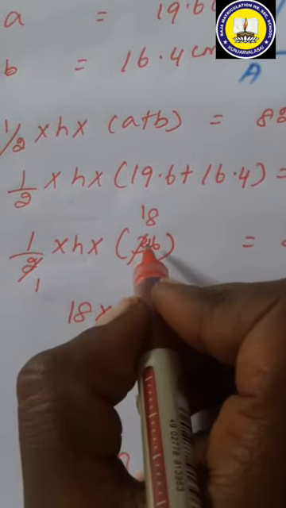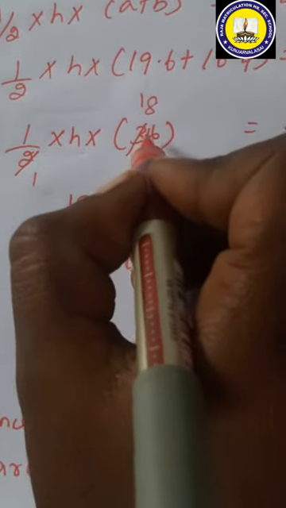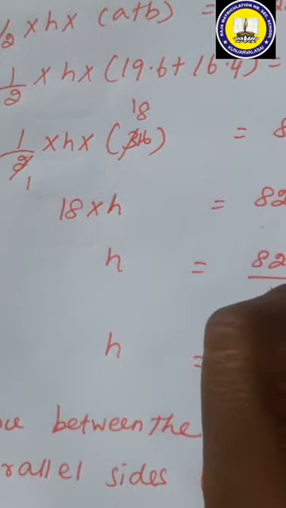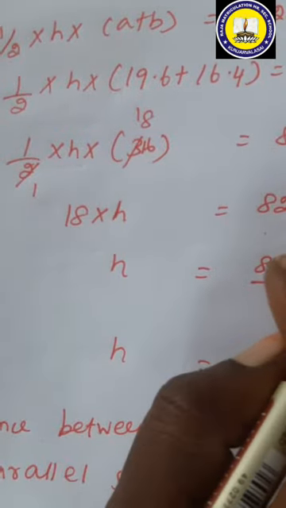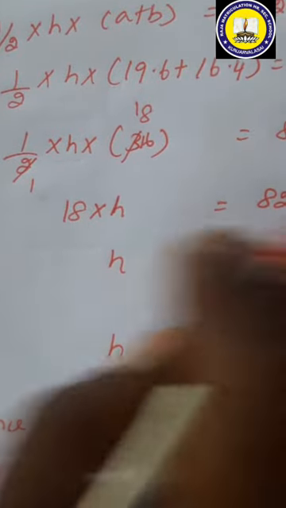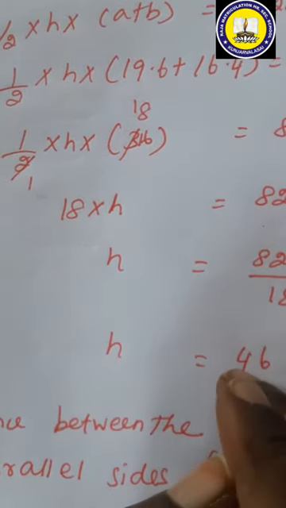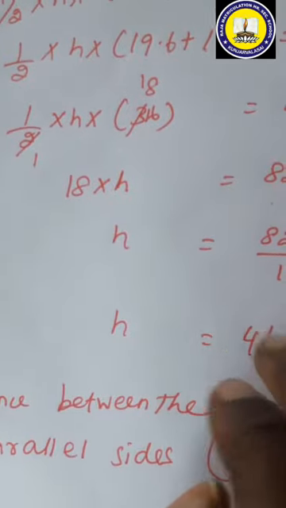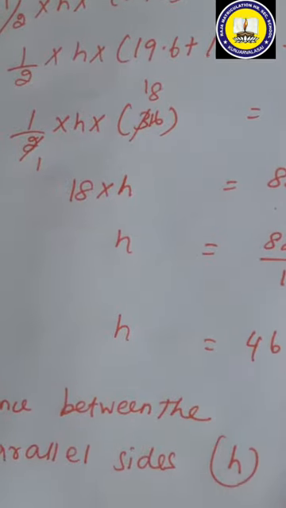Then 2 and 36 cancel it, we get the answer 18, because now take the table, 2 1 is 2, remaining 1, 16, 8 2s are 16. Okay, then 18 into H is equal to 828. Here 18, this is the left hand side. Okay, it will come to the right hand side and comes as the division. So H is equal to 828 divided by 18. Okay, we get the answer 46. The unit is centimeter, because A is in centimeter and B is in centimeter. So H is in the unit centimeter. The H is equal to 46 centimeter. Therefore, final answer, distance between the parallel sides, H is equal to 46 centimeter.